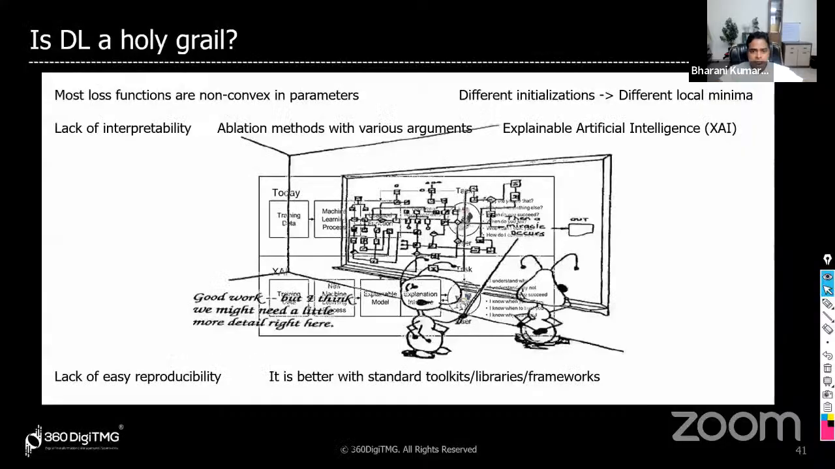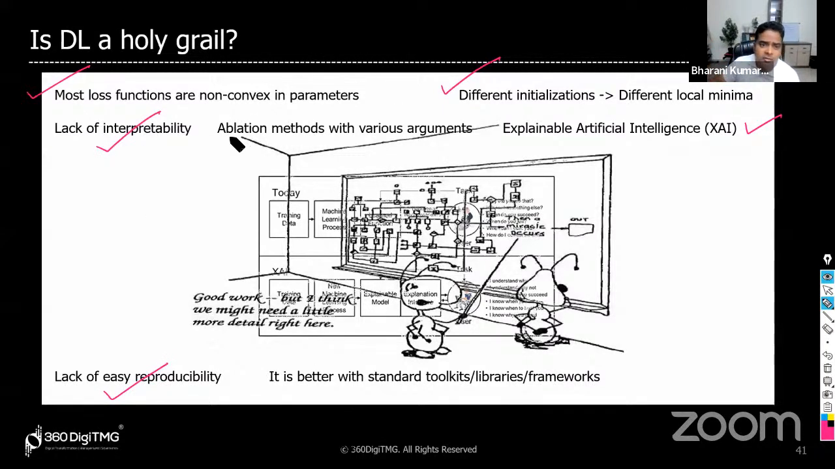Now, is deep learning a holy grail? Will it solve all the problems on the planet? No. You need to decide which loss function you want to use. Different times when you run the algorithm, you might get different results because the weights are initialized in that way. It is black box, so you don't have any explainability in that. Since each time you run, weights are randomly initialized, it's not easy to reproduce. You cannot interpret the results.